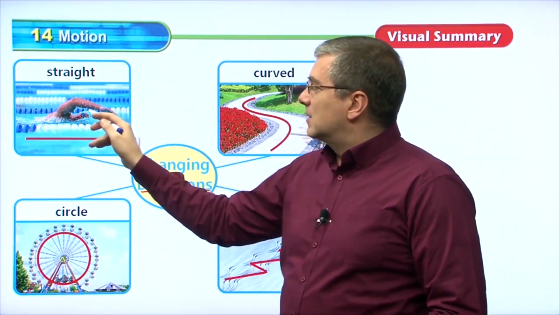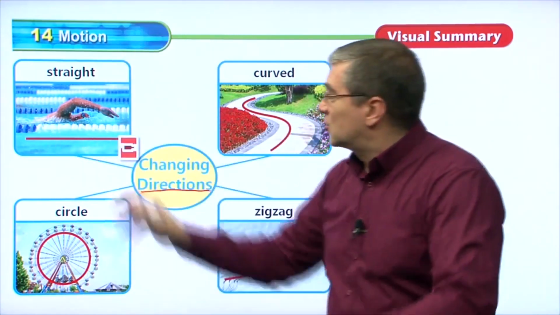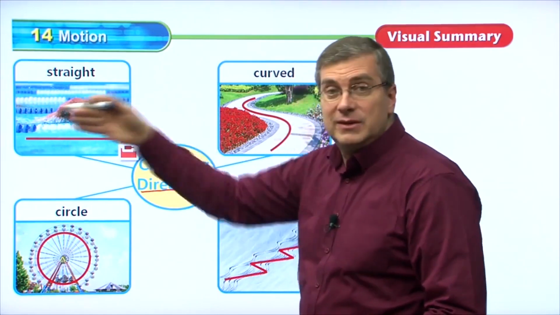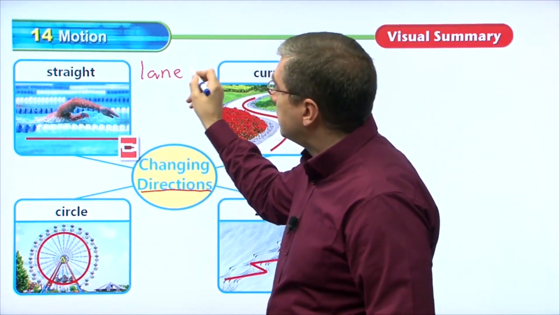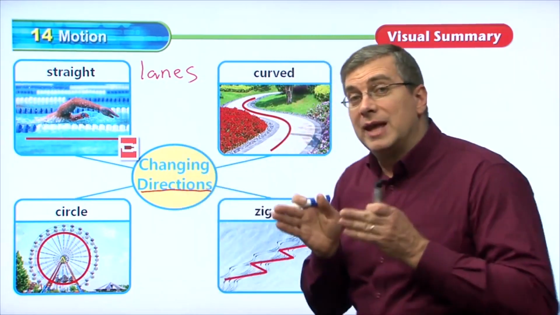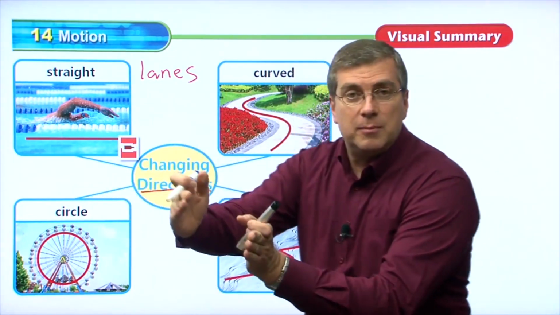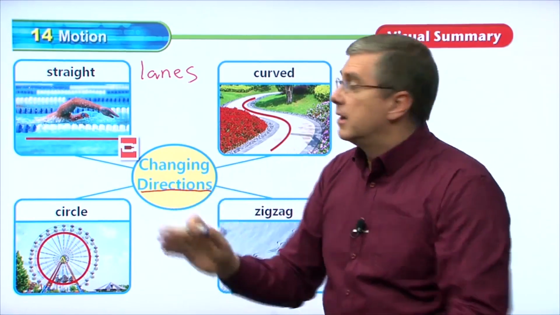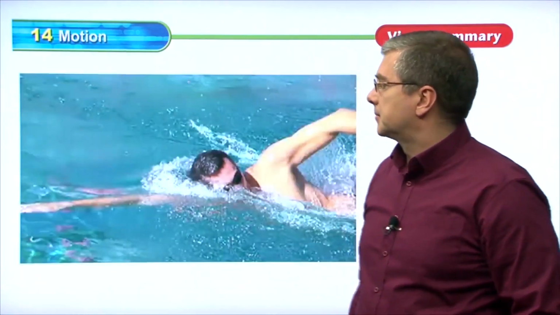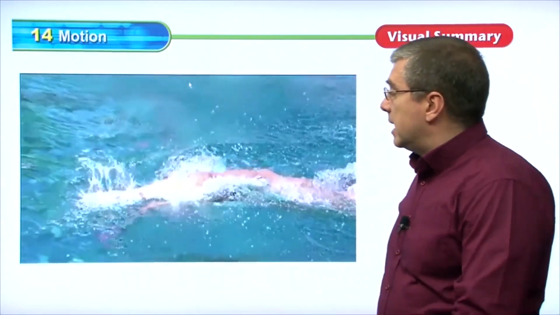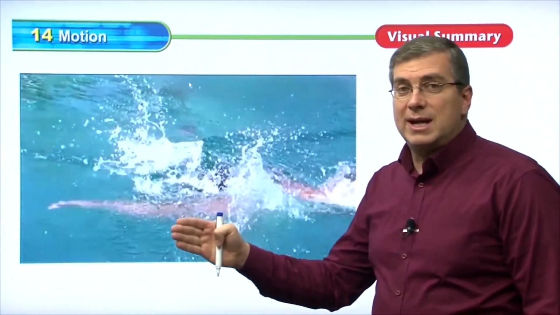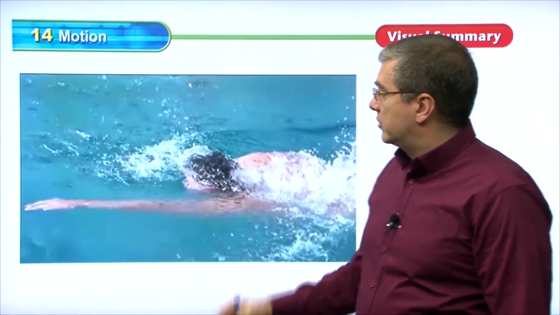As you can see, this man is swimming in a straight line. These lanes, swimming lanes, they are lanes in a swimming pool. The lanes are straight. The lanes are not bent. They're not curved. They are straight. Let's take a look. So, look at this guy. Oh, he's a very powerful swimmer, isn't he? But he's swimming in a straight line. He is swimming along in a straight line.